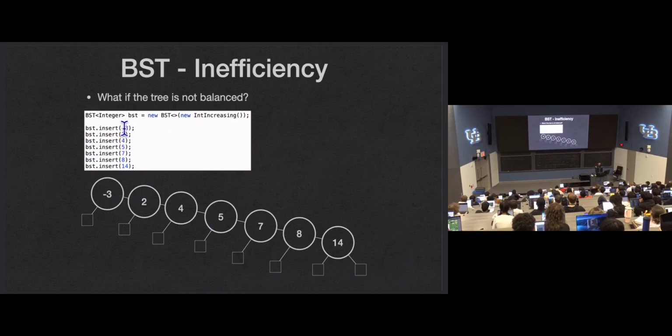So I insert -3, that's the root. 2, does 2 come before -3? False, go to the right. 4, let's go right. 8, does 8 come before 3? False. Does 8 come before 2? False, false, false, false, insert. We're always going to insert to the right in this case when we're inserting in sorted order. So our tree is not efficient at all. Our BST really sucks. So this is a problem.